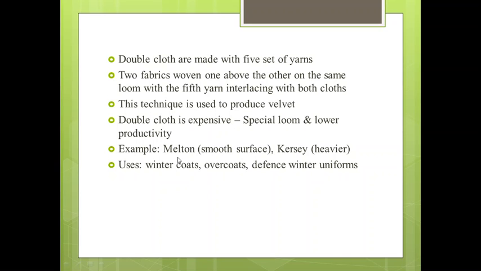The example, as mentioned earlier, is Melton and Kersey. Melton is smoother than Kersey, while Kersey is heavier than Melton. And these double cloths are used for winter coats, overcoats, defense winter uniform, etc. The purpose is to provide warmth to the wearer.